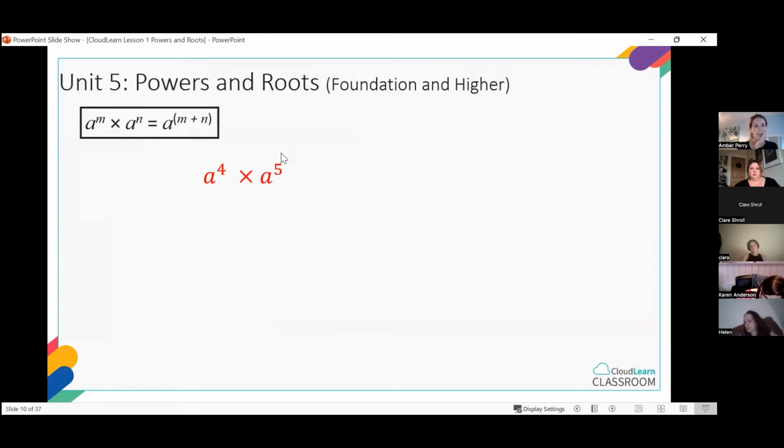Let's have a look at a really simple example here. If we've got a to the power of 4 and we're going to multiply that by a to the power of 5. Sorry, I should have gone a bit quicker then. I should have given you a chance. That's going to be a to the power of 4 plus 5. We add the powers together. So we're going to get a to the power of 9 there. Okay. Well done.